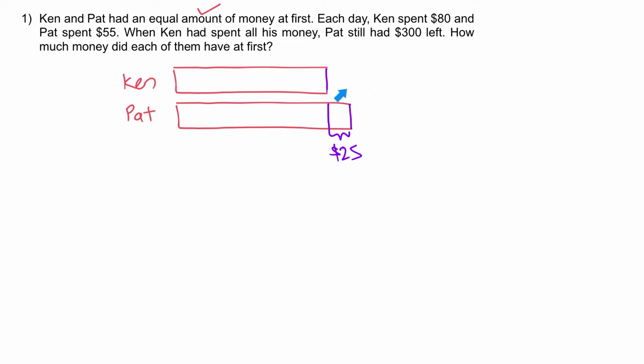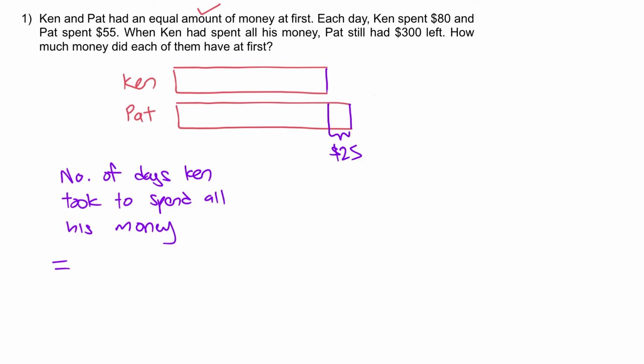That is the day whereby Ken ran out of money. When their difference increases $25 a day until $300, how many days is that? Let's calculate the number of days Ken took to spend all his money.